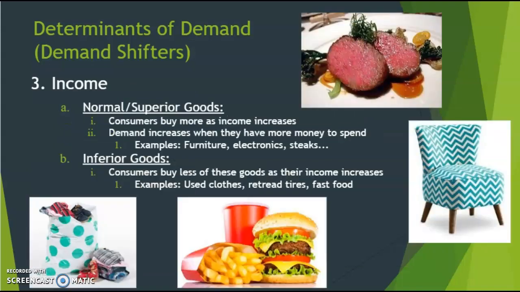Then the third determinant of demand is income. And this has to do with people's income, consumers or buyers, the demand schedule. So the first thing is a normal good. It's also referred to as a superior good. I usually refer to it as normal, but consumers buy more as their income goes up. So demand increases when they have more money to spend.